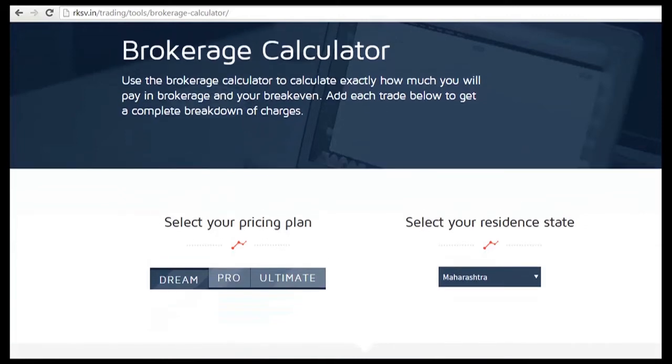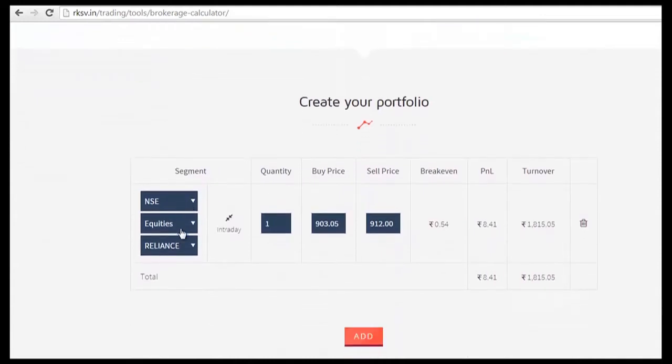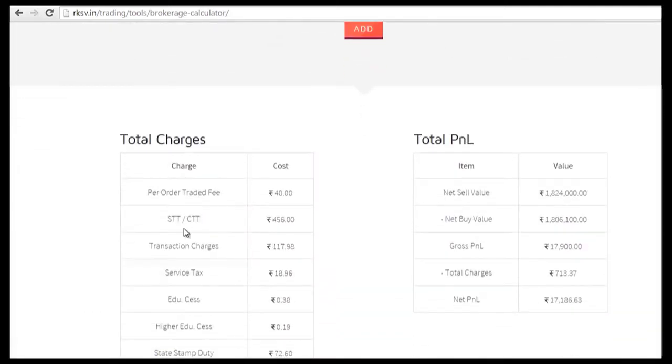Now, I think it's important to understand what the brokerage model is and how it's calculated. You see, for traders, every trade has a brokerage cost, and we need to know exactly what that is. I'm going to show you with this brokerage calculator. This is a brokerage calculator and will make things much easier to show. So I'm going to add NSE Equities Reliance, change this quantity to 2000. You'll notice there are two trades here, a buy side and a sell side, and the turnover is 36 lakhs. Now this is the most important part. You'll notice the brokerage is 40 rupees. There are two orders, so each order cost us 20 rupees each.